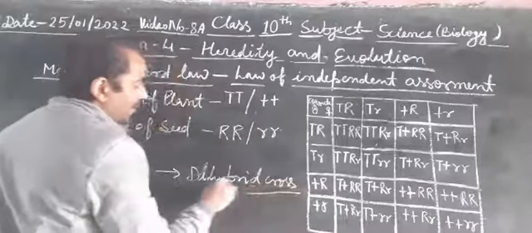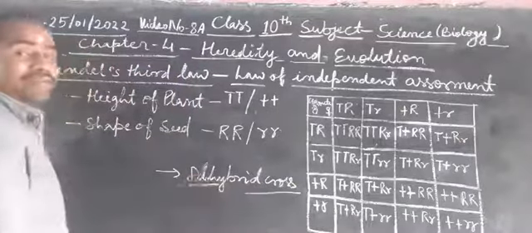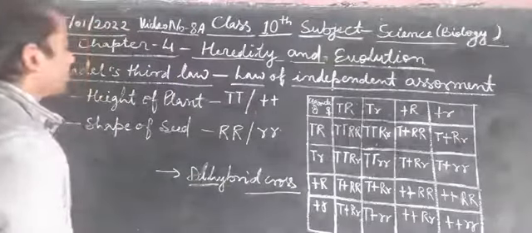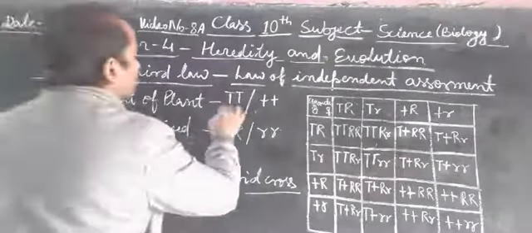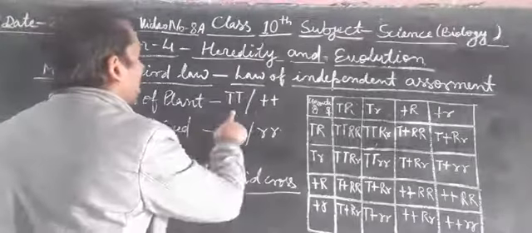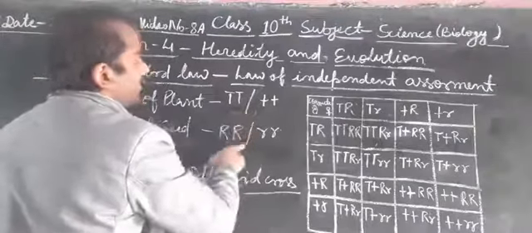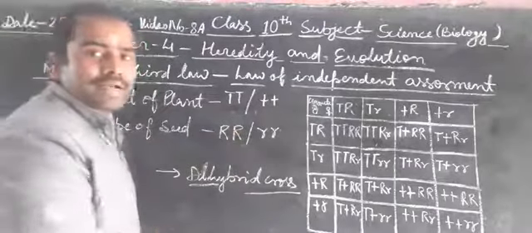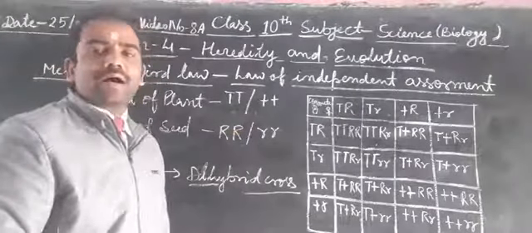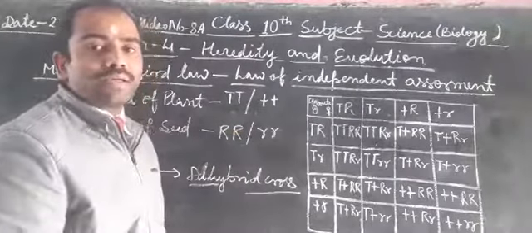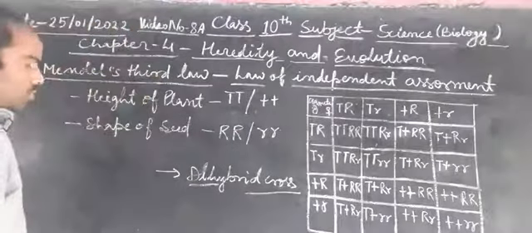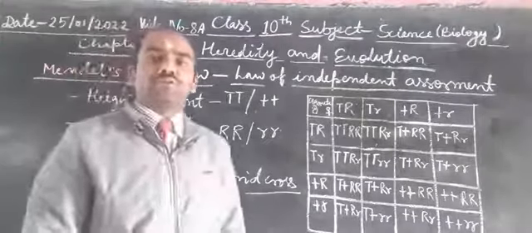Okay. Why is it a dihybrid cross? Because there are two characters of different traits. Characters are 2 and traits are 4. Okay. Now students, phenotypic ratio.